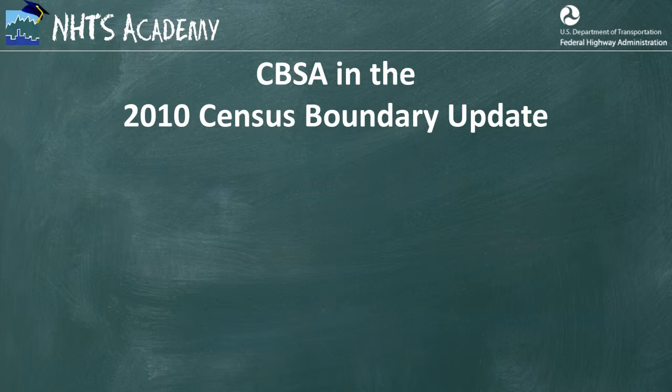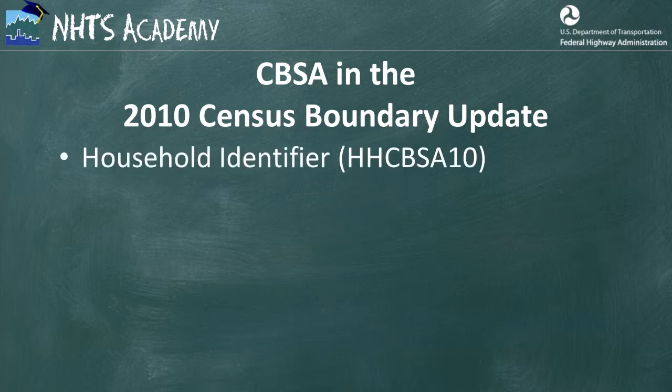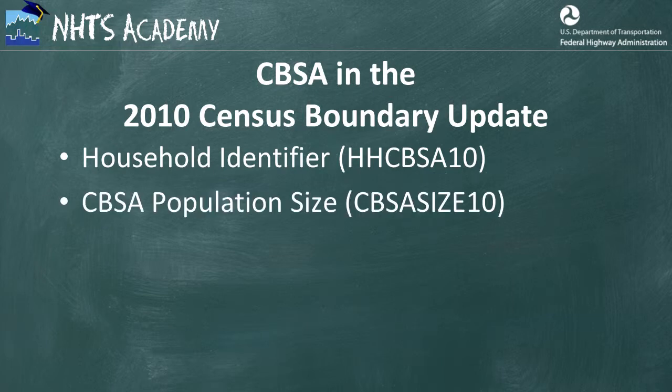Now that we have some background, let's talk about what's on the 2010 Census Boundary Update file for the 2009 NHTS. First, we have the household identifier, or the CBSA that a household is located in. This variable is called HHCBSA10 and is a straightforward update to HH_CBSA on the version 2.1 file. Next, we have CBSA size 10, which is the population size of the CBSA, similar to what we had for MSA size in past NHTS editions.